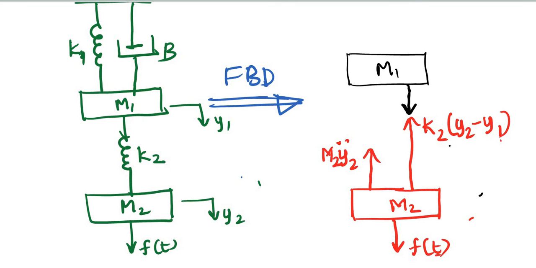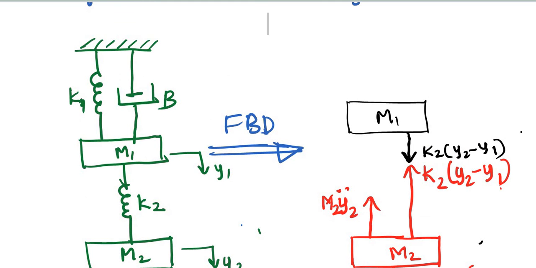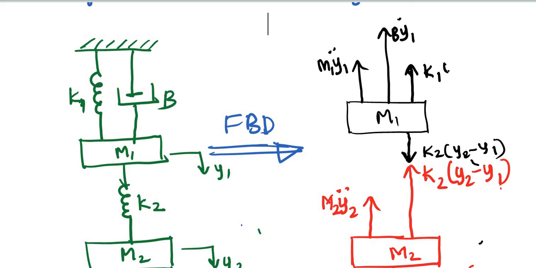While the magnitude is K2 into y2 minus y1, which I have written only once, but I can write it here, K2 into y2 minus y1, but it is acting in the opposite direction, and this force is being opposed by three forces. One is the force due to the mass m1, which is m1 y1 double dot. Another is the force due to friction, b y1 dot. The other is due to the spring, k1 y1.